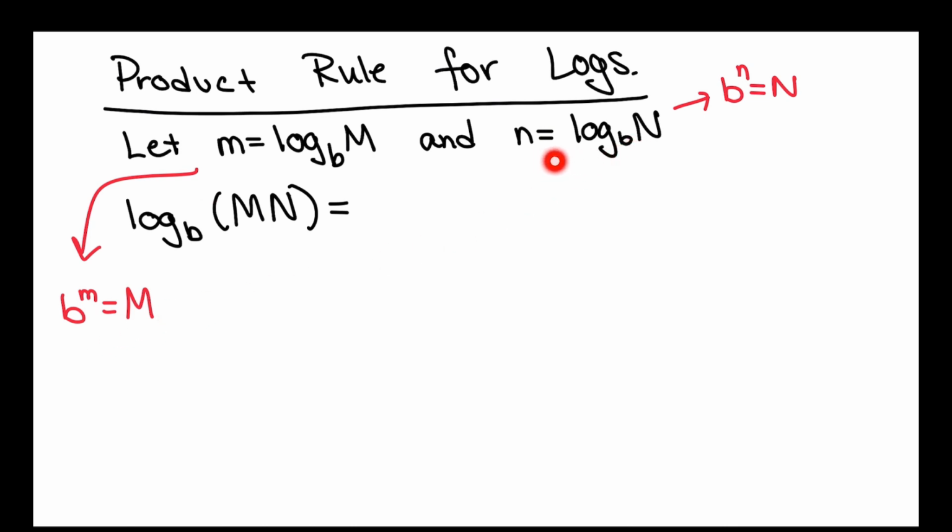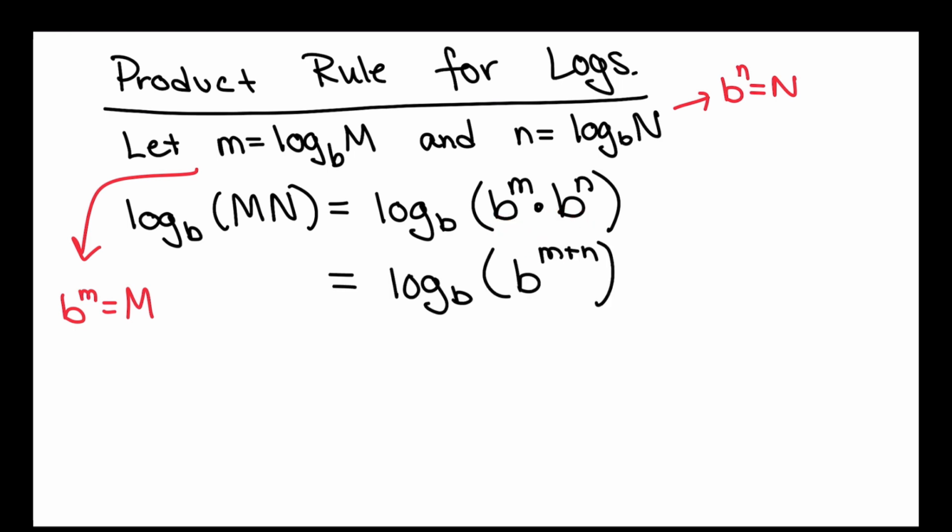We can do something similar with the other log. The base b raised to this little n equals big N. So I can replace M with b to the m and this N with b to the n. So now I've got log base b of this product. When we multiply things with exponents, as long as we have the same base, we can add the exponents. So this turns into log base b of b to the m plus n.